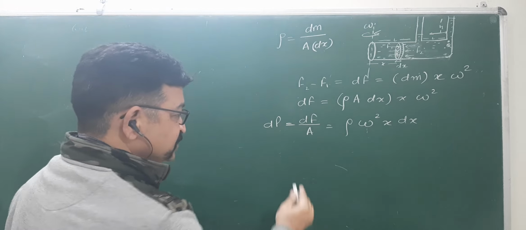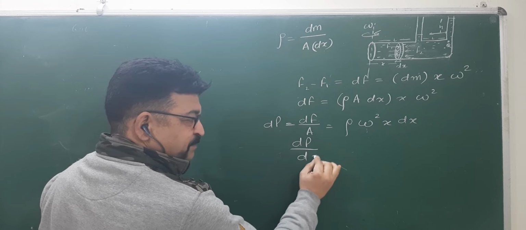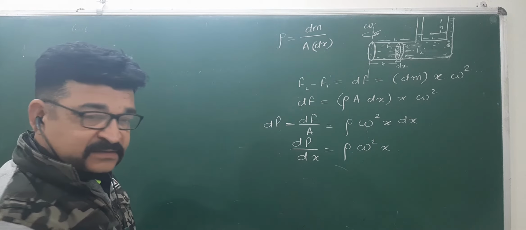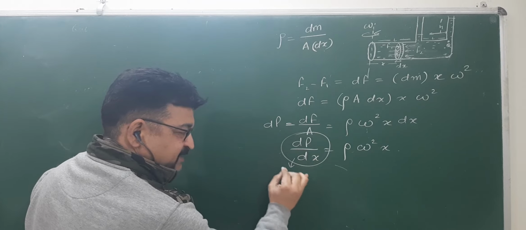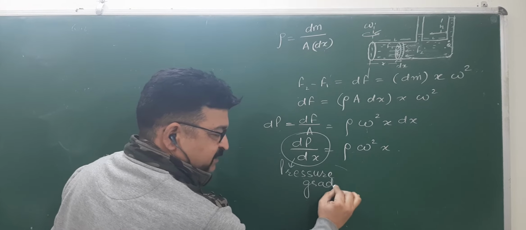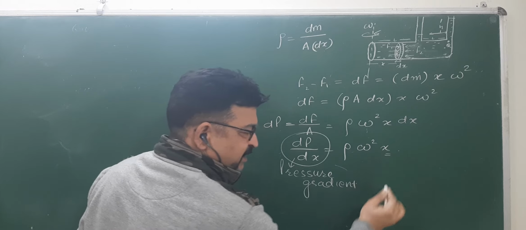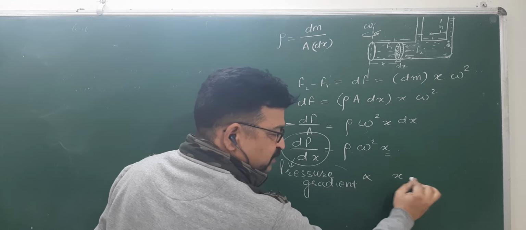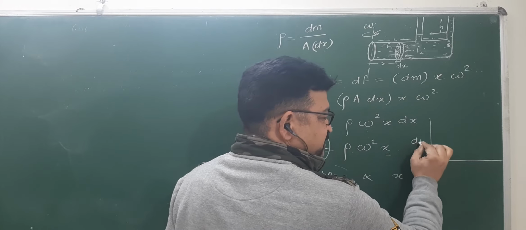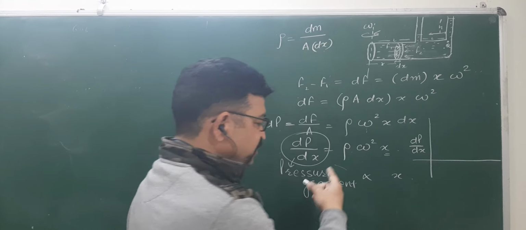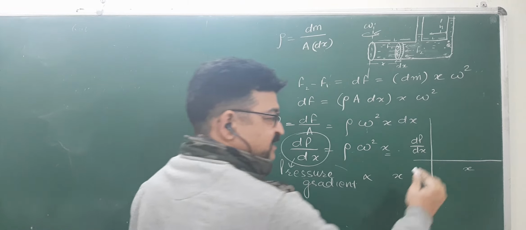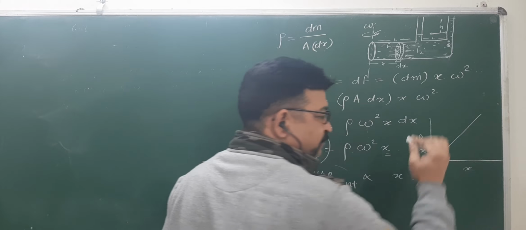Our first problem is over. If you find dP by dx, you get rho omega square x. This is the pressure gradient, and it is clearly directly proportional to x. So the pressure gradient changes with horizontal distance from the axis as a directly proportional relationship.